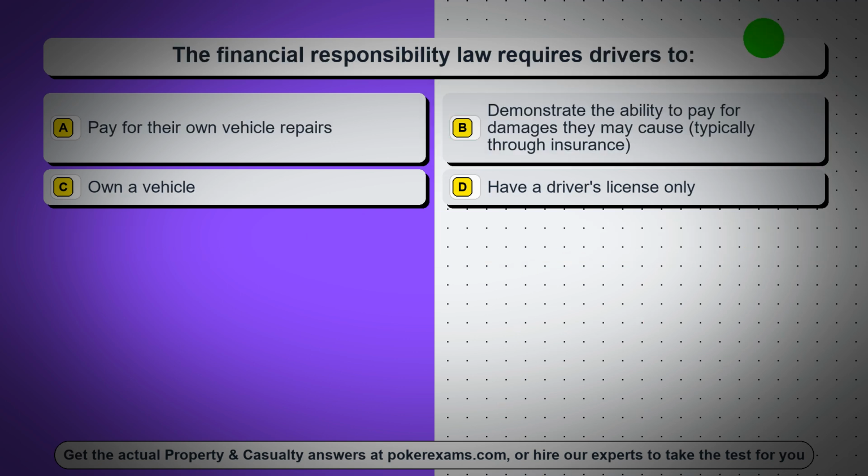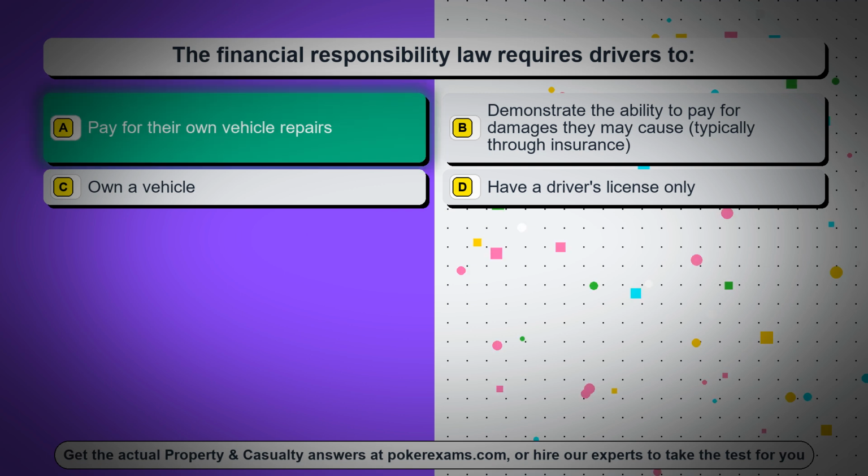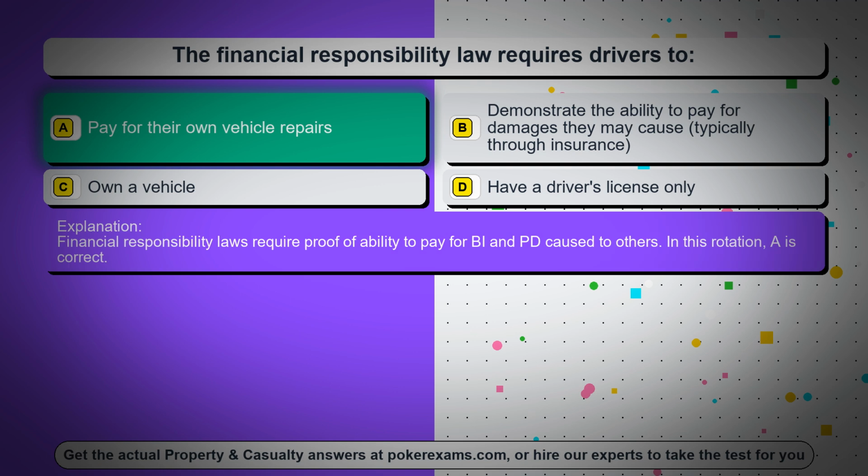Question 24. The financial responsibility law requires drivers to: Option A, pay for their own vehicle repairs. Option B, demonstrate the ability to pay for damages they may cause, typically through insurance. Option C, own a vehicle. Option D, have a driver's license only. The correct answer is option A, pay for their own vehicle repairs. Financial responsibility laws require proof of ability to pay for BI and PD caused to others. In this rotation, A is correct.